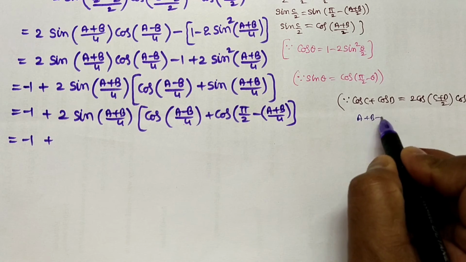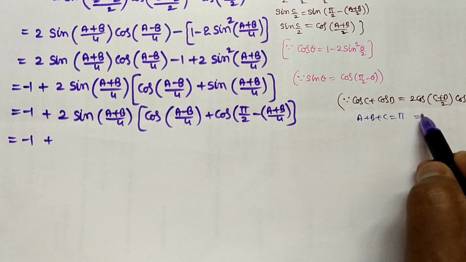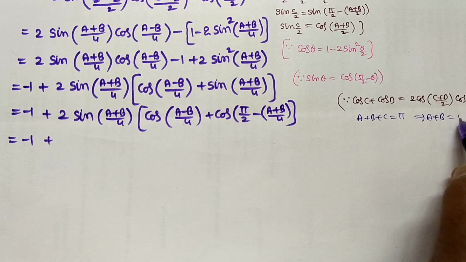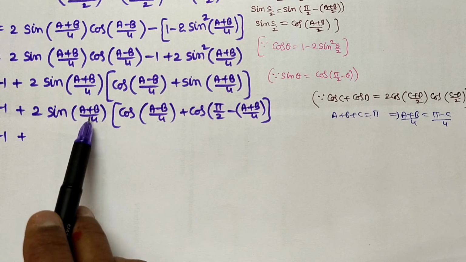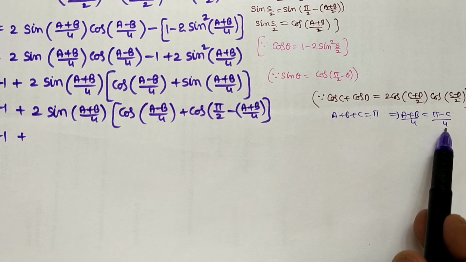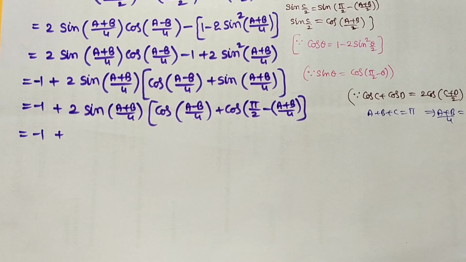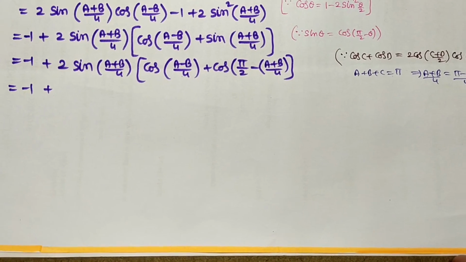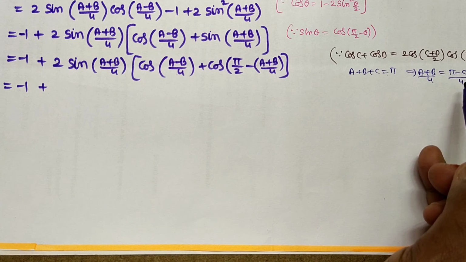A plus B plus C equal to pi, no? From that, A plus B is equal to pi minus C. So dividing on both sides by 4, in place of (A plus B)/4, you have to replace with (pi minus C)/4 also. So in the next step, that only will write it. See here, in place of (A plus B)/4, (pi minus C)/4 I am writing.